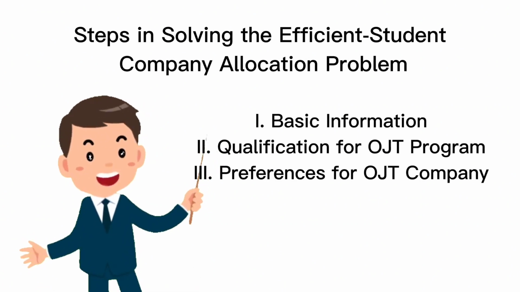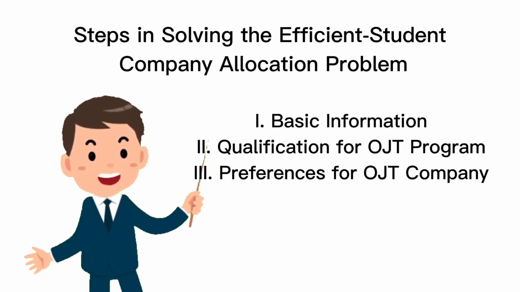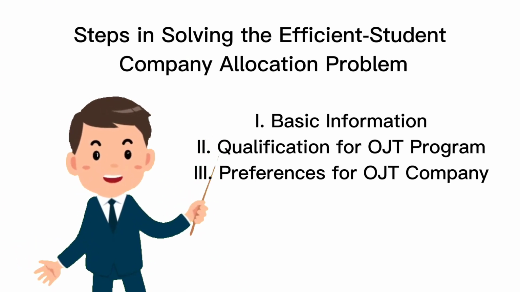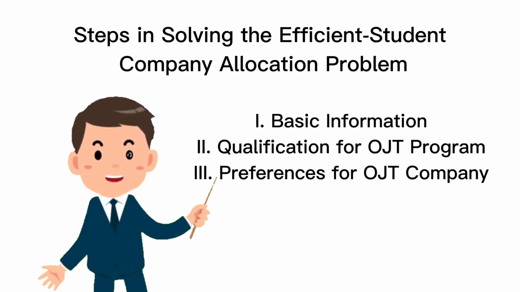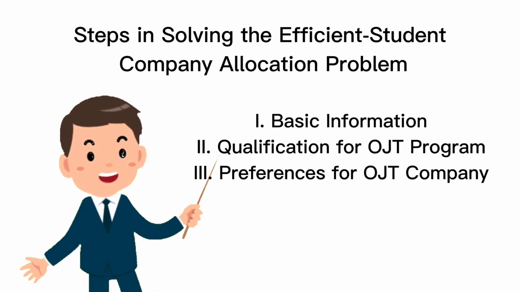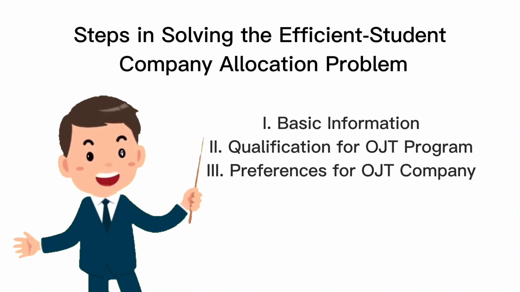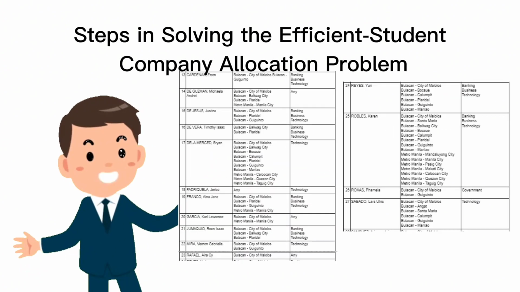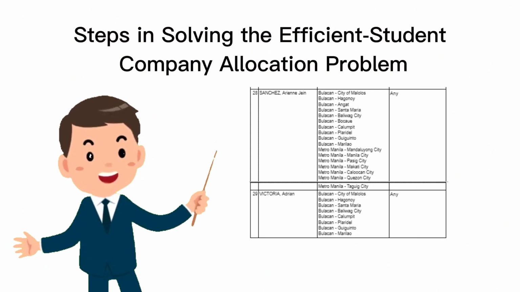Qualification for OJT program. Screening students is vital as we need respondents who are qualified for the OJT program in 2024. Preferences for OJT company. Student satisfaction plays a key role in achieving efficient student company allocation. Therefore, we collected both location and industry preferences from each student to meet their needs. The results of the conducted survey are as follows.